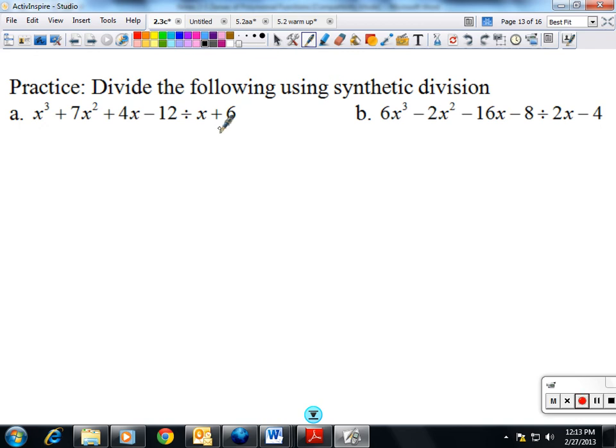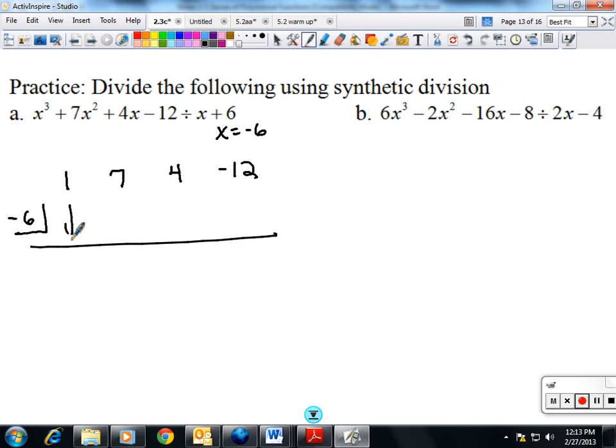So if I set this equal to 0, I'm going to get x equals negative 6. That's going to go in my box. And check to see if I have everything. I have 3, 2, 1, 0. So it's 1, 7, 4, negative 12. 1 times negative 6 is negative 6. 7 plus negative 6 is 1. 1 times negative 6 is negative 6. That's negative 2 times negative 6 is 12. This one also has no remainder. So this is an x cubed, so my answer would be 1x squared plus 1x minus 2.